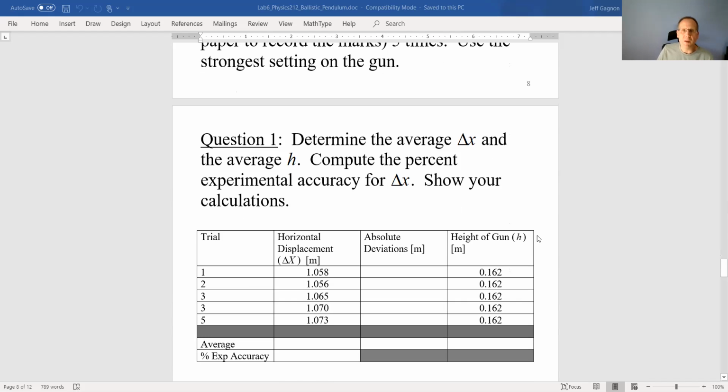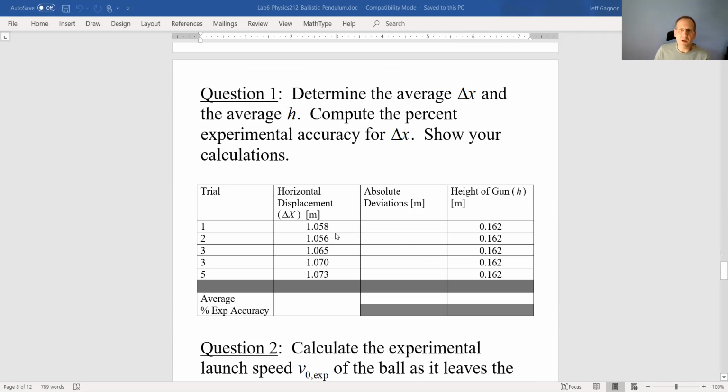Okay, so first table. This is basically the horizontal displacement, how far from the bottom of the gun horizontally it landed. So this is in meters. We're going to use SI units for this part. So question one, I want you to determine the average horizontal displacement and then the percent experimental accuracy for the horizontal displacement. Okay, make sure, again, you round the average to 3 decimal places. Then you can find all your absolute deviations. I'll round it to 3 decimal places. You can find the average absolute deviation to 3 decimal places. And remember, the accuracy is always the average absolute deviation divided by the average displacement times 100.